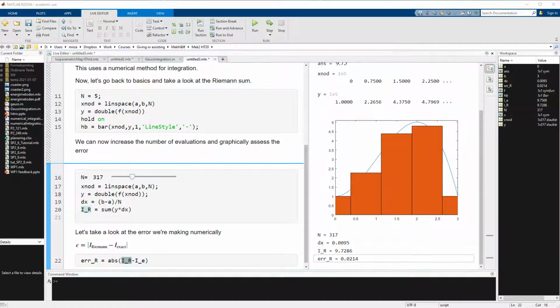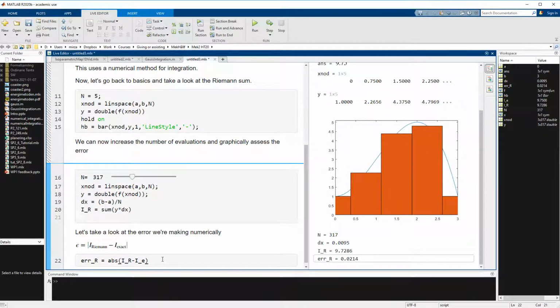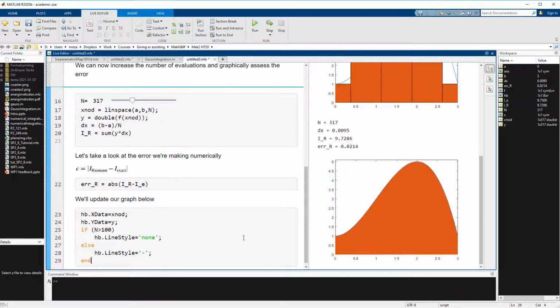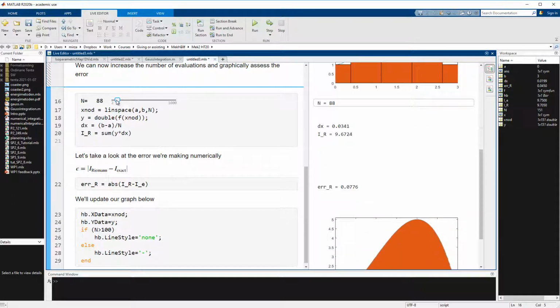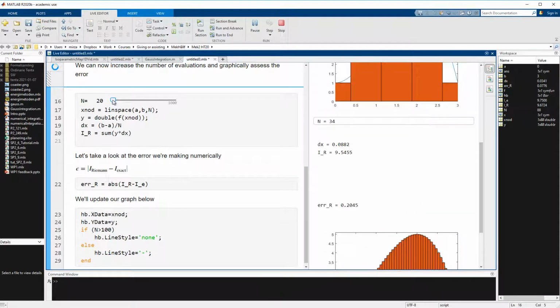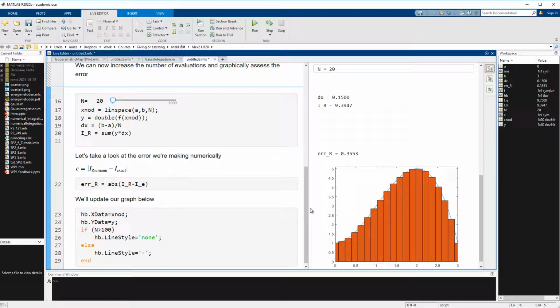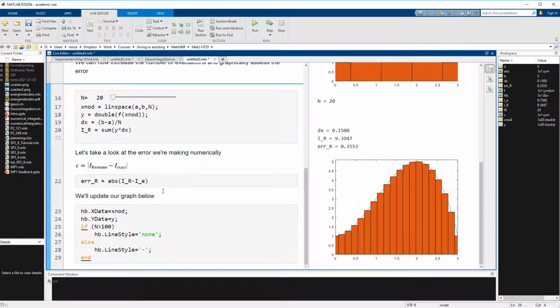So let's play around with this graph. We will update it a little bit here. If I play around with this slider here, I can update my graph down below here. And yeah, so you can play around with it. So basically that's the Riemann approximation of an integral.